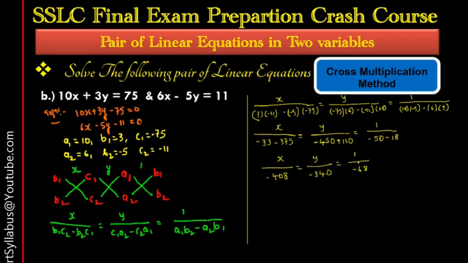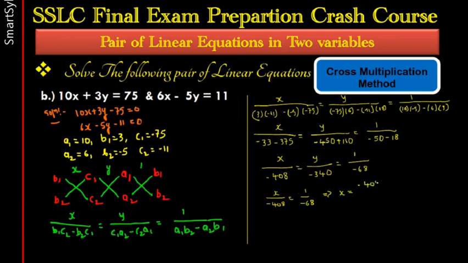So the remaining part is just comparison. Therefore, x upon minus 408 is equal to, comparing with the last term, 1 upon minus 68. That implies x is equal to, just cross multiply, minus 408 upon minus 68. Now cancel this minus and minus. We just go on dividing 408 by 68. We get the required answer then.